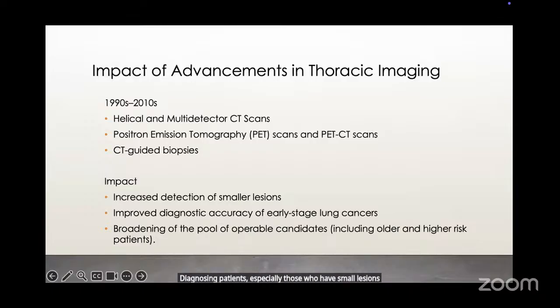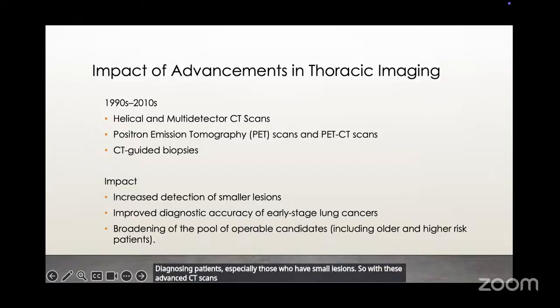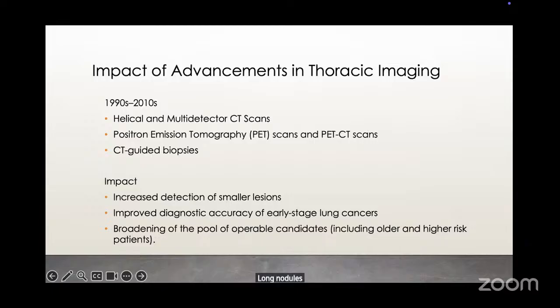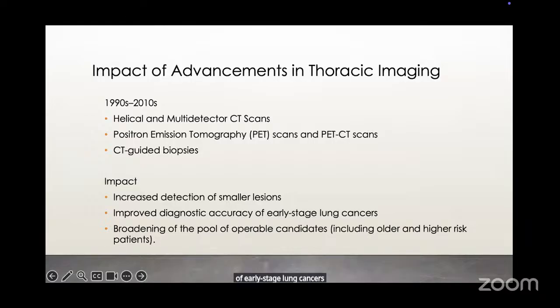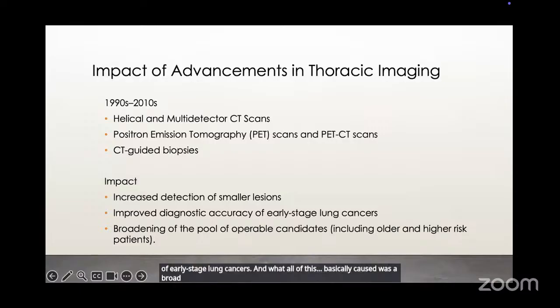So with these advanced CT scans, we now have an increased pickup rate. A number of patients would now be diagnosed with lung nodules and lung tumors, which would otherwise have been missed. It caused increased detection of smaller lesions, as we mentioned. These could have caused improved diagnostic accuracy of early stage lung cancers. And what all of this basically caused was a broadening of the pool of operable candidates.